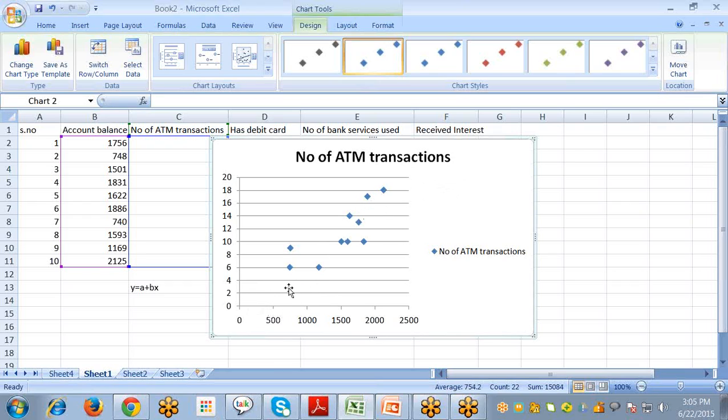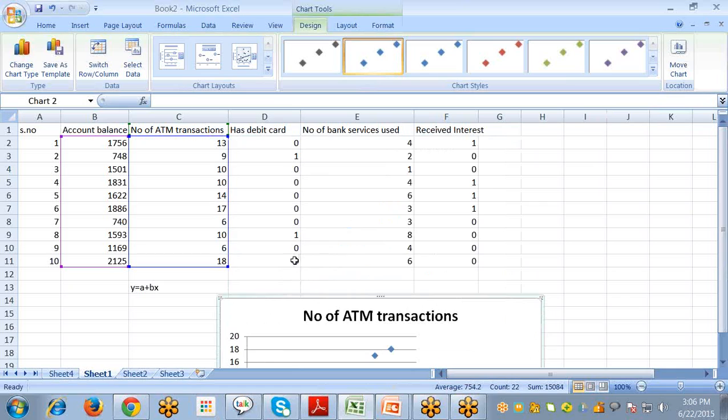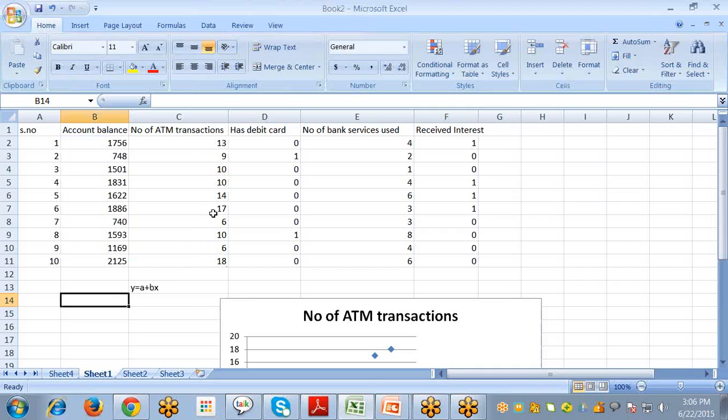Here this shows that if the account balance increases, then the number of transactions also increases. Here is the account balance and here is the number of ATM transactions. So whenever an account balance increases, there is a chance that the number of ATM transactions also increases. So this chart denotes this. Okay, so we find that there is a relationship between account balance and number of ATM transactions.